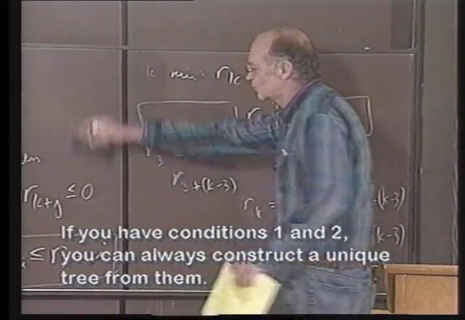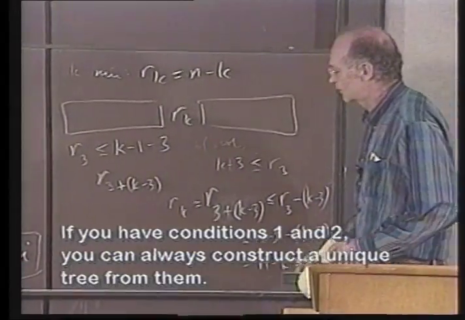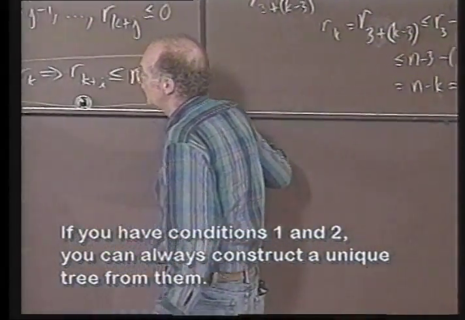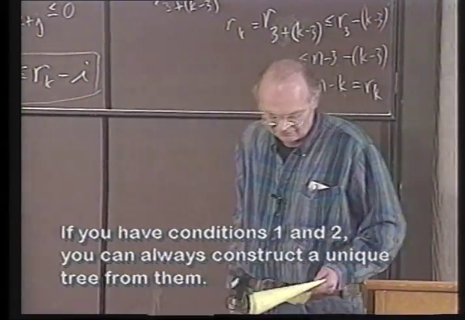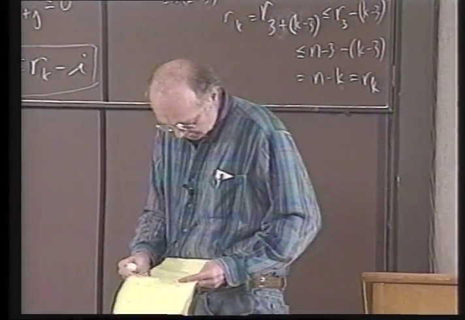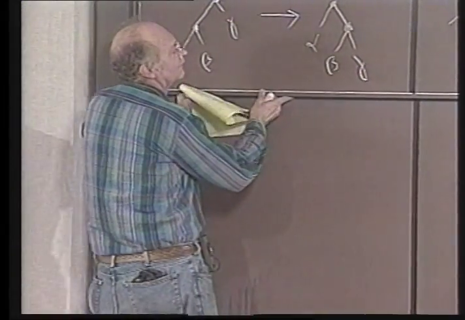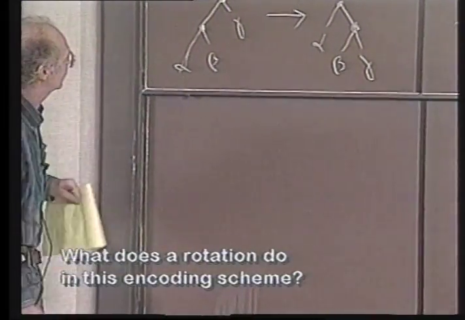So if you have conditions 1 and 2, you can always construct a tree from them. And that was the only tree that does it too. It's easy to see that it's unique. Okay, now let's look at what a rotation does. What does a rotation do in this encoding scheme?